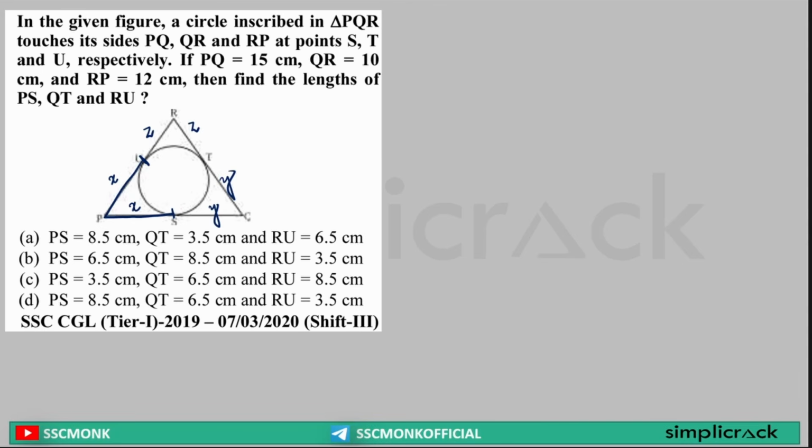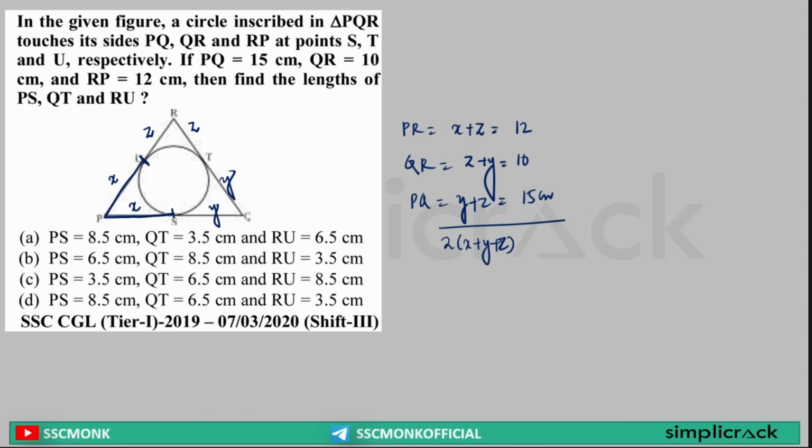Clear? So here PR is equal to X plus Z, that is equal to 12 centimeter. QR is equal to Z plus Y, that is equal to 10 centimeter. PQ is equal to X plus Y, that is equal to 15 centimeter. If I add all of this, 2 into X plus Y plus Z will be equal to 15, 10, 25 plus 12, 37 centimeter. Or I can say X plus Y plus Z is equal to 37 by 2, that is equal to 18.5 centimeter.